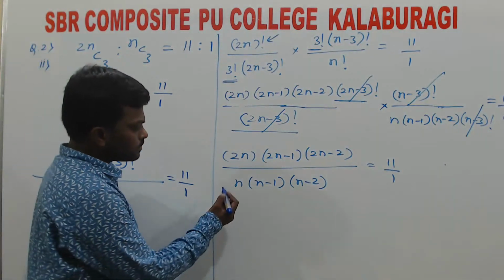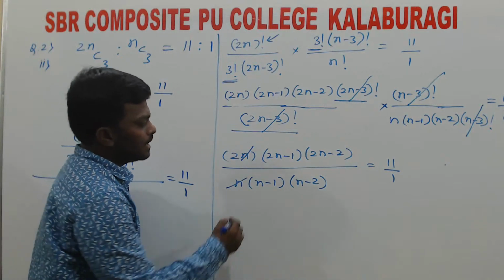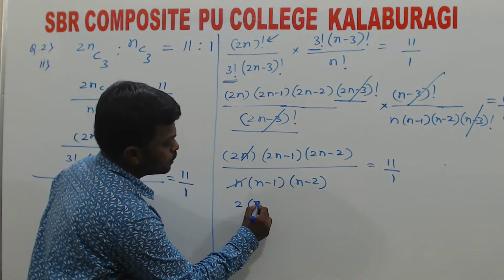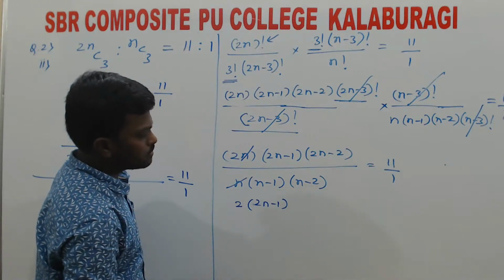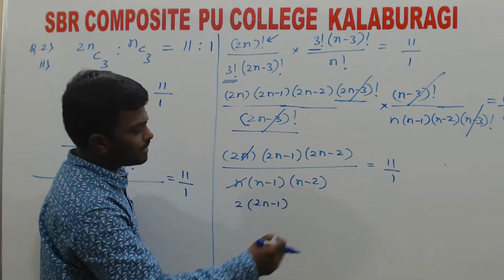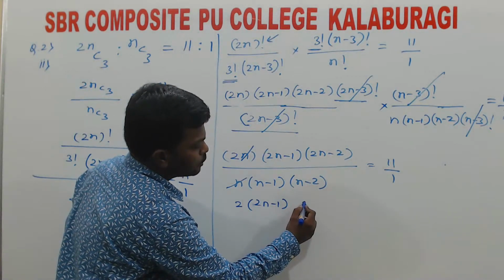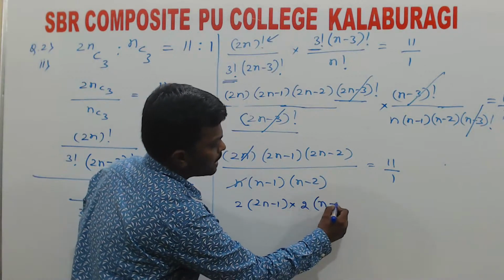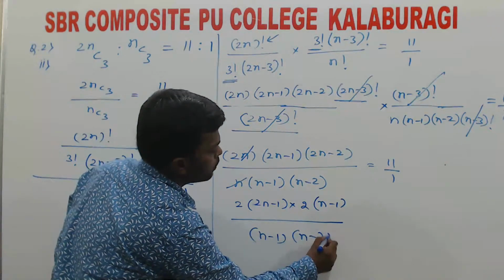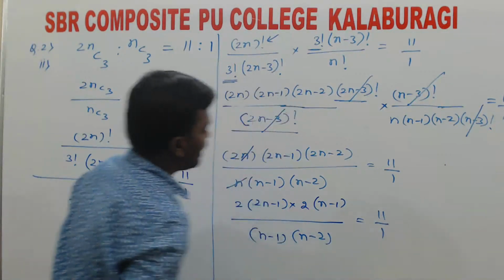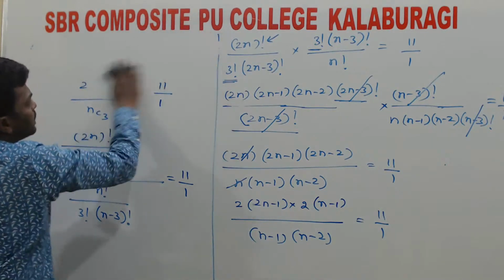Okay, so now if you observe, can I cancel n and n here? Keep looking at each and every term, students. You will get an idea how to simplify the further steps. So can I tweak this term, I'll take 2 common, right? So it will be 2 into n minus 1 whole divided by n minus 1 into n minus 2, which is equal to 11 by 1. Okay, so let's see on further simplification what will be the answer.